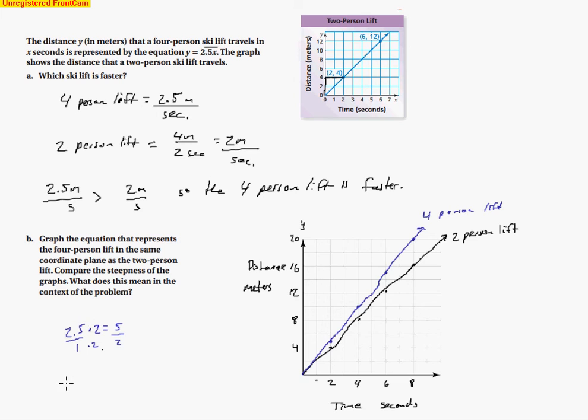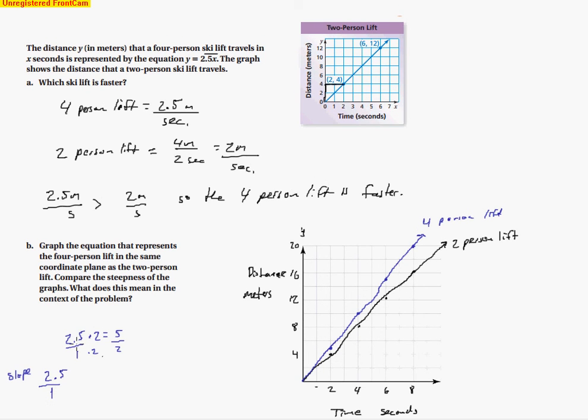And then we're supposed to specify what that means with respect to the problem. Well, basically, the four-person lift has a greater slope. You can look at the slopes here. The slope of the four-person lift was 2.5 over 1, and the slope of the other one was 2 over 1. So this was the four-person lift, and this was the two-person lift. What we notice is that when we look at the graph, it's going steeper.